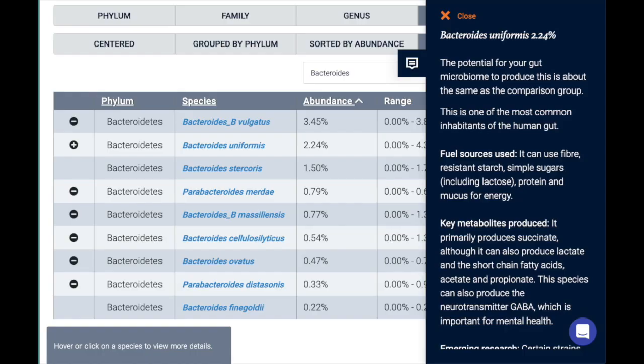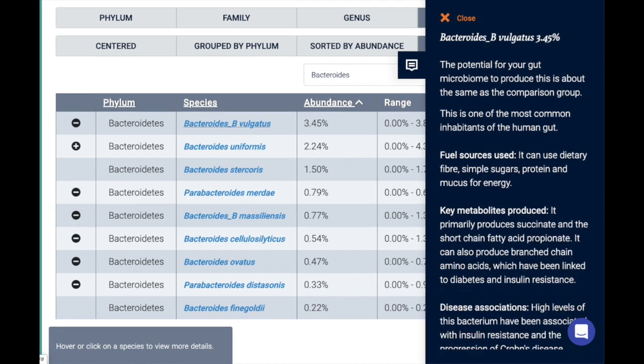So the reason that this is important clinically is because it lets you differentiate between similar species that actually have different functions. So take, for example, Bacteroides. Now, there are many different species of Bacteroides, and two examples are Bacteroides uniformis and Bacteroides vulgaris. Bacteroides uniformis is actually a beneficial microbe and produces things like short-chain fatty acids, as well as anti-inflammatory compounds. Whereas Bacteroides vulgaris produces detrimental compounds like branched-chain amino acids.